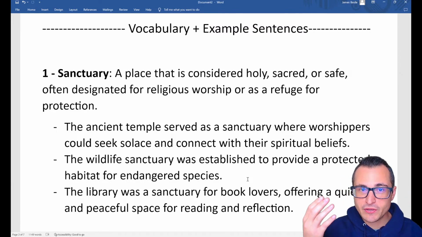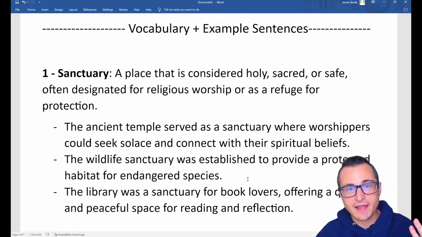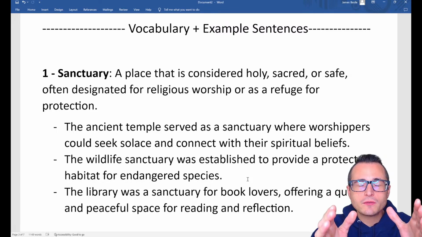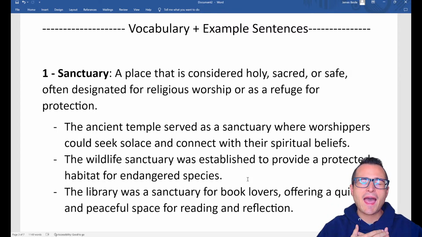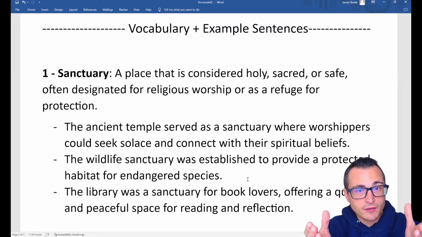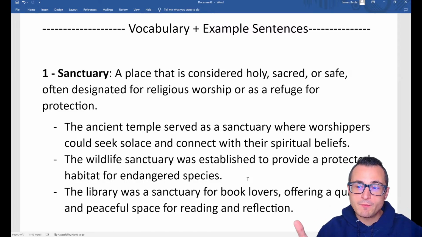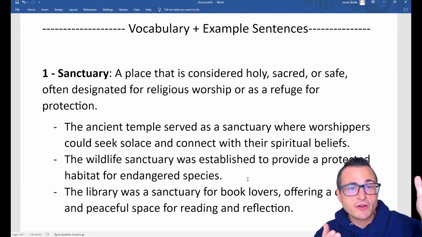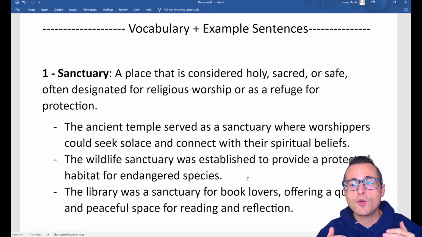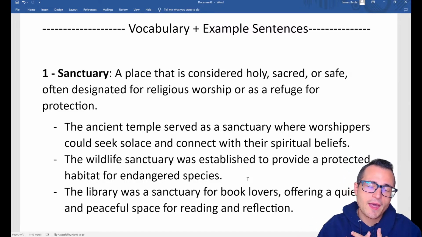So it can be religious, but it doesn't have to be. A sanctuary is a place that you feel safe and at peace. Do you have a sanctuary in your life? Maybe your bedroom is your sanctuary, or maybe going to a very special place, a park, is your sanctuary where you feel safe and calm, at peace.